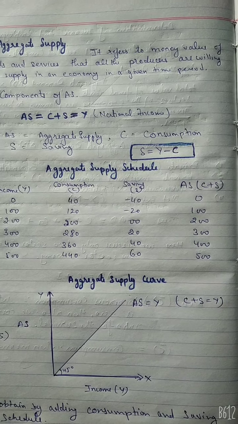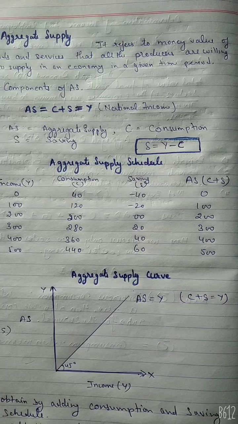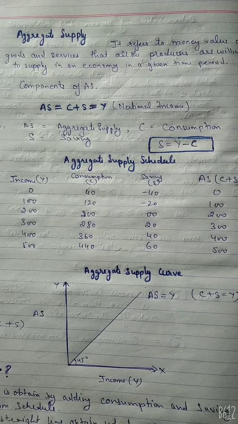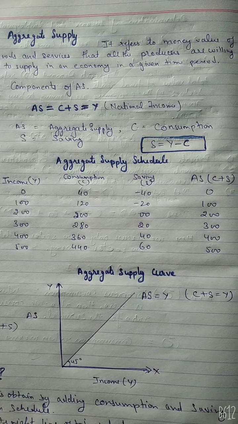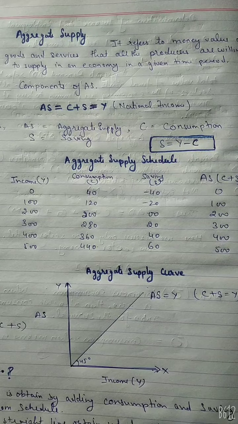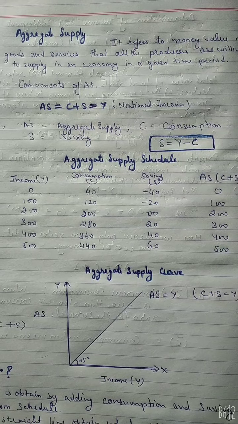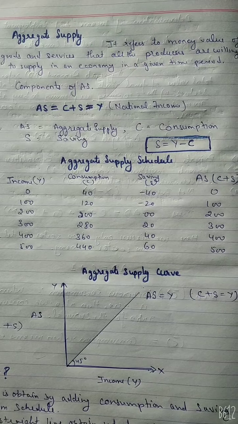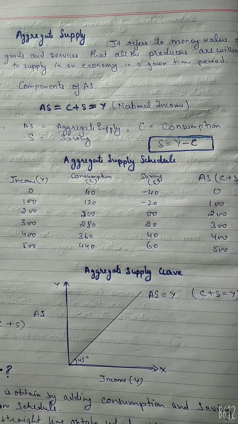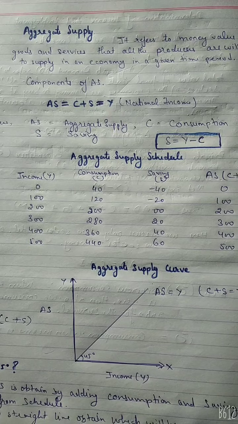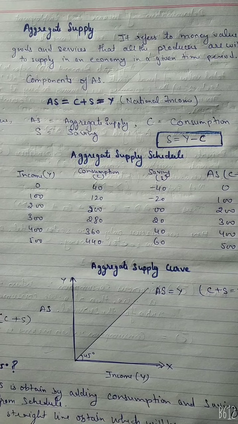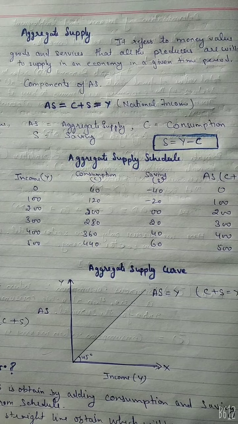Now saving, we note here that saving is Y minus C, income minus consumption. When income is 0, consumption is 40, the saving is minus 40. Next, when income increases to 100 rupees, consumption is 120, so saving is minus 20, means income minus consumption, 100 minus 120, minus 20. Next, income 200 and consumption 200, so saving is 0, like that 20, 40 and 60.